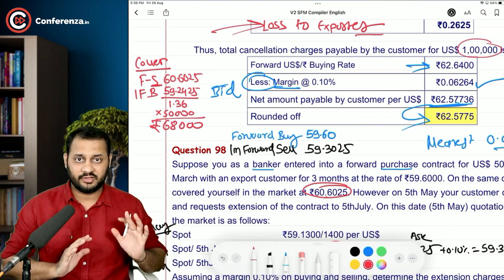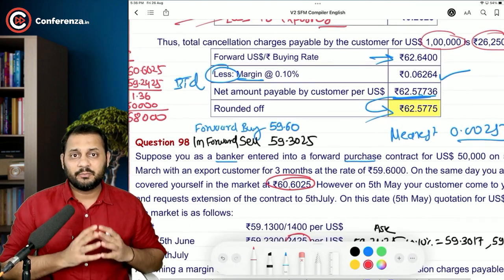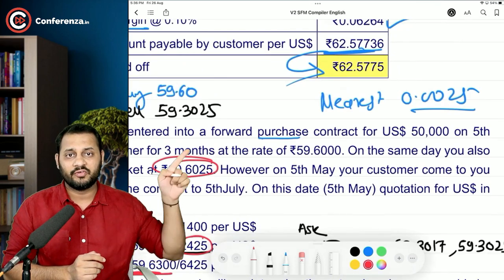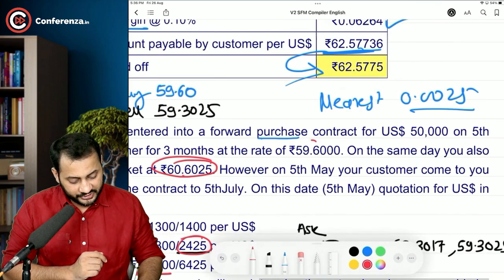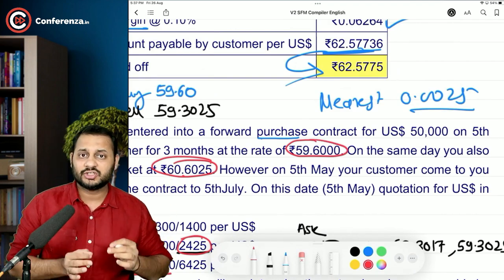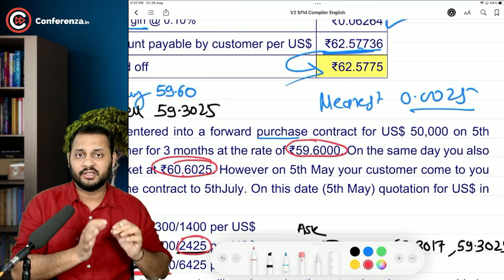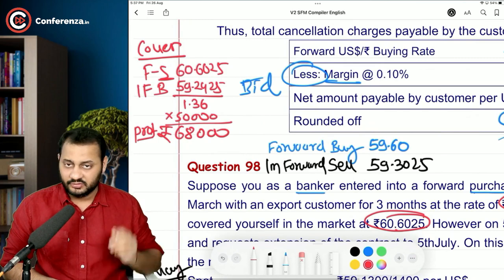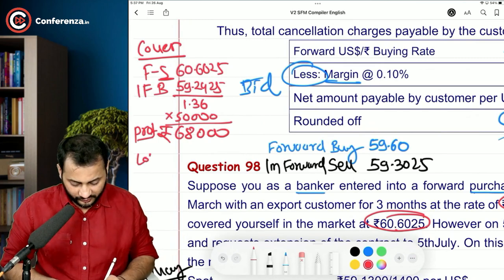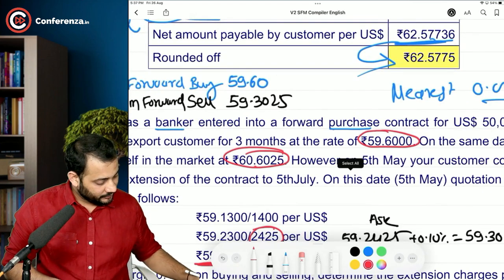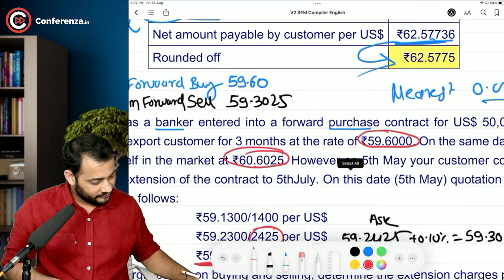But just wait. Because the customer is cancelling the contract, the bank is losing on its own profit with the customer. It would have purchased from the customer at this rate and sold at this rate. So there is a loss of profit in this cancellation. So this is the profit on cancellation in the interbank market, and the loss of profit will be adjusted out of 68,000. The bank would have earned 60.6025 minus 59.60.